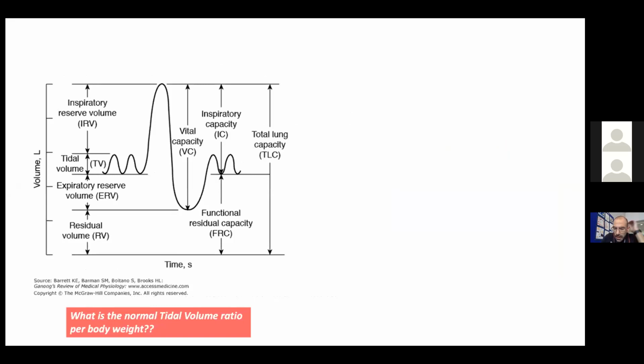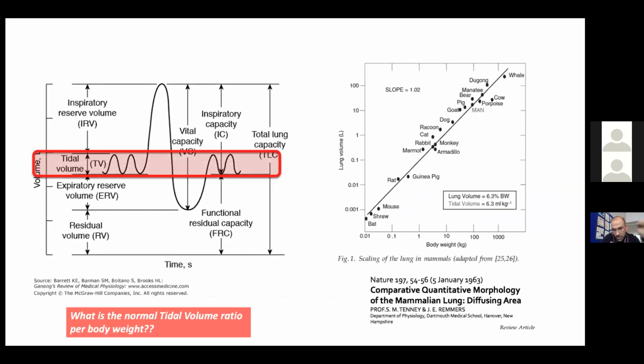So this is the same graph that we have seen before. And this is the study in Nature that shows the ideal tidal volume to weight ratio in every mammal, okay? And as you can see, every mammal has a tidal volume ratio of around 6.5. So 6.3, 6.5 ml per kilo of ideal body weight is the tidal volume of every mammal in the world, from the small bats or mouse to the giant whales.